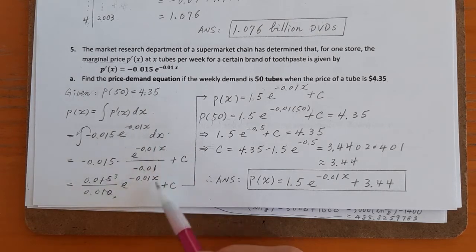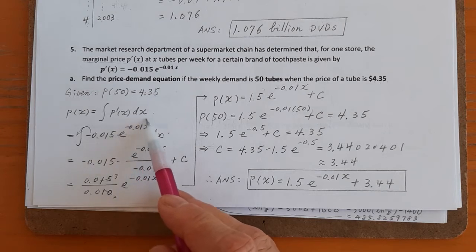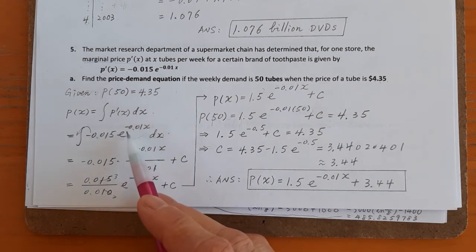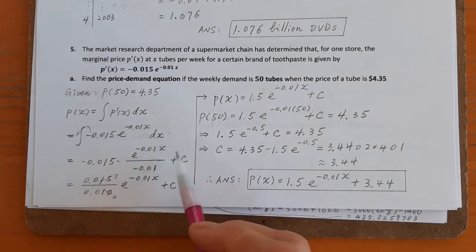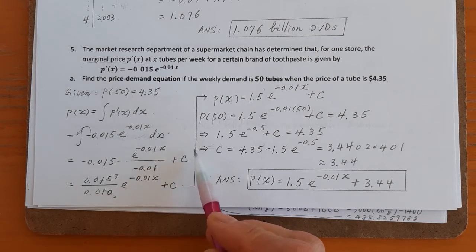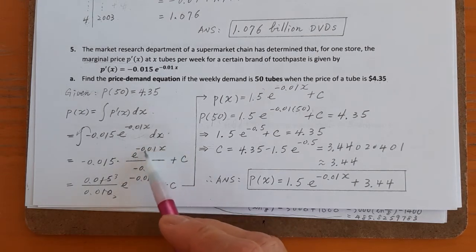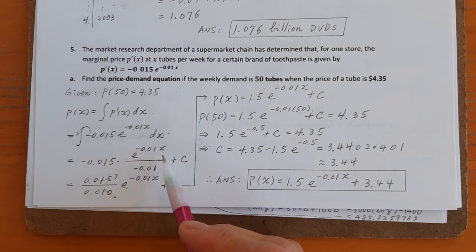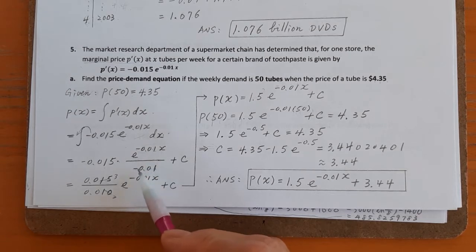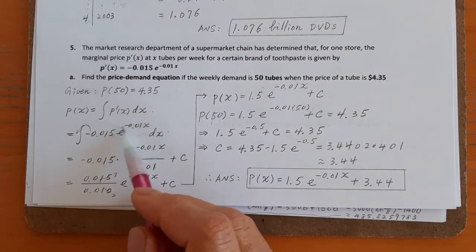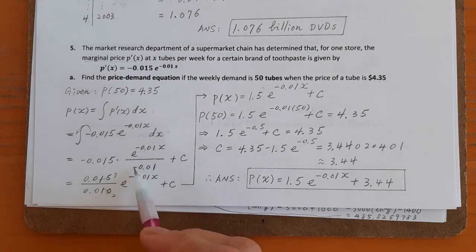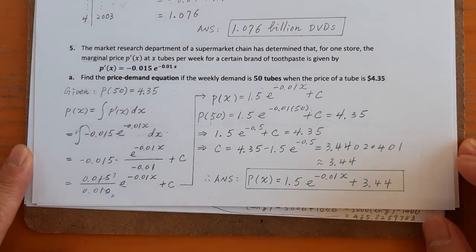If you don't divide by negative 0.01, it does not go back to the original. You need it so that taking the derivative goes back to this. Because e to the power negative 0.01x, its derivative is e times negative 0.01 by the chain rule. If you don't divide by negative 0.01, you don't cancel it, and it will not go back to the original. So when you take the integral, you divide by negative 0.01. The formula is here.